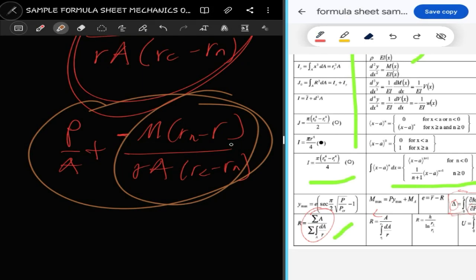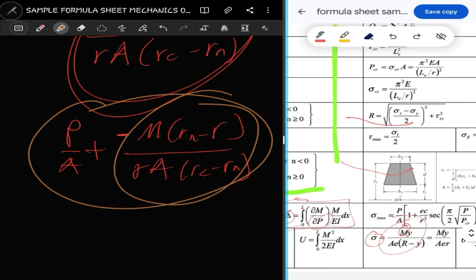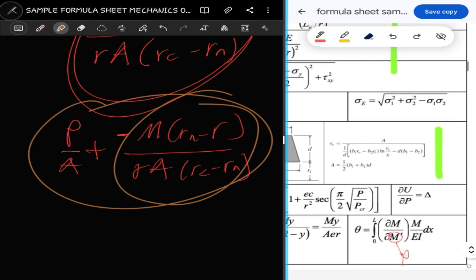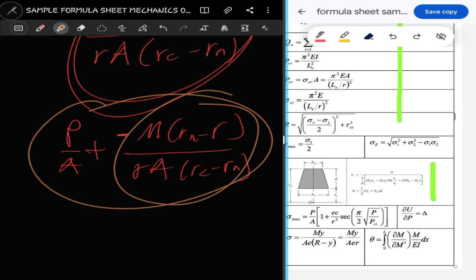So it looks like we've looked at all the essential things that we need to look at when it comes to mechanics of materials, the formulas that we usually use. Yeah, so this is it. All right.